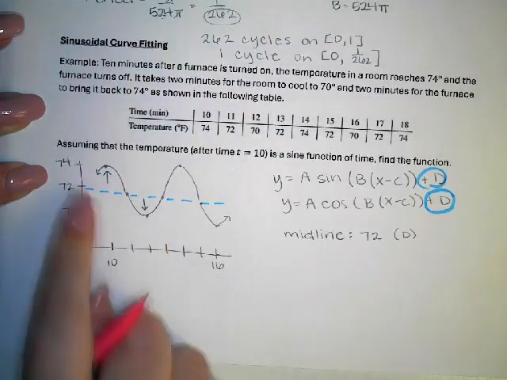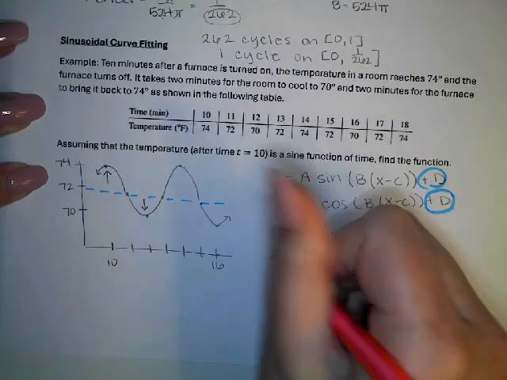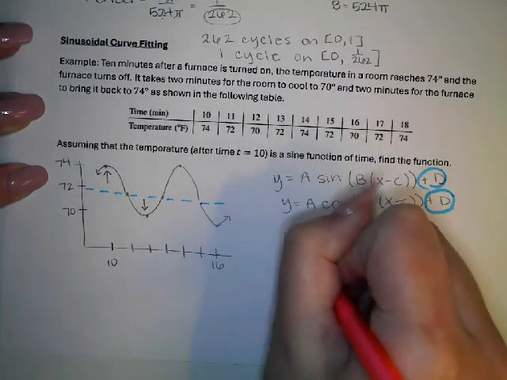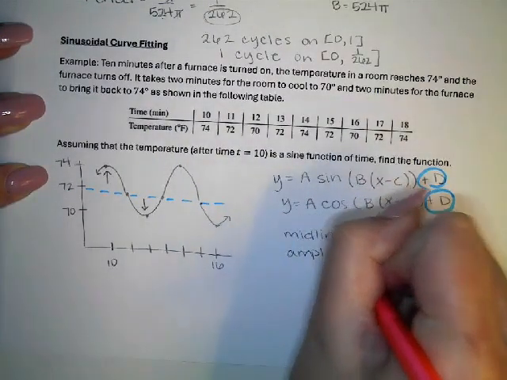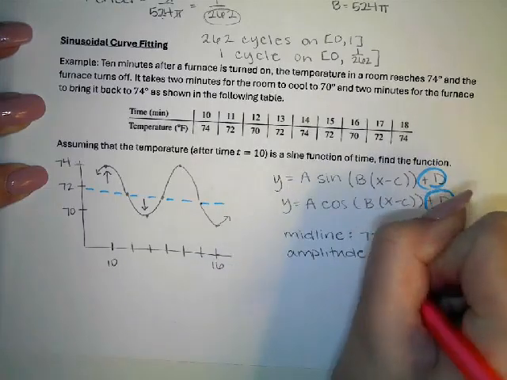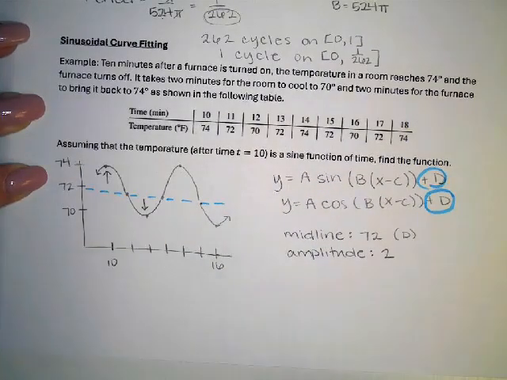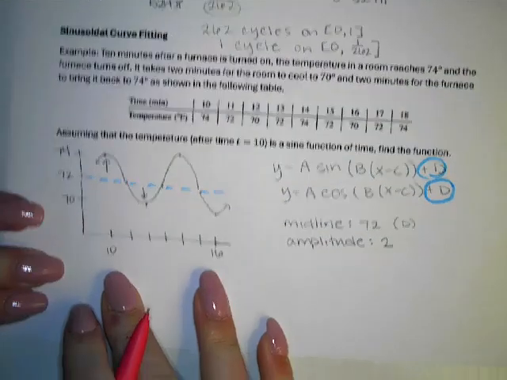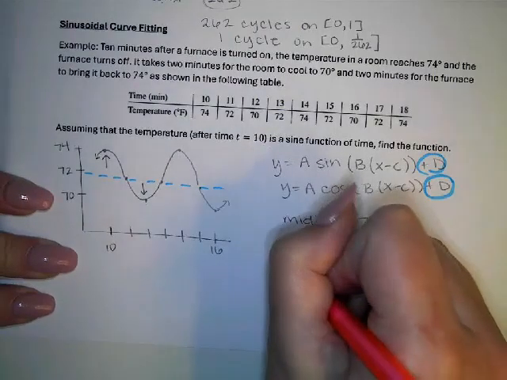And so the amplitude is 2. It goes up 2, goes down 2. All right. We also need to figure out what the period of the graph is. And the period of the graph is how long the horizontal distance it takes for there to be a complete cycle.